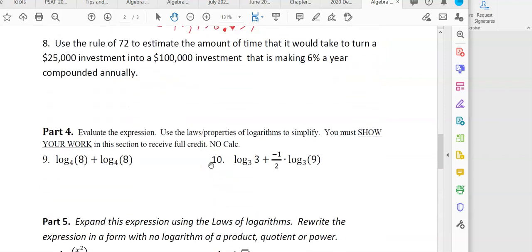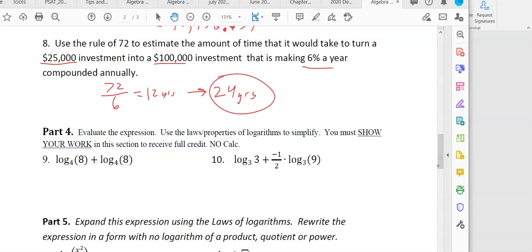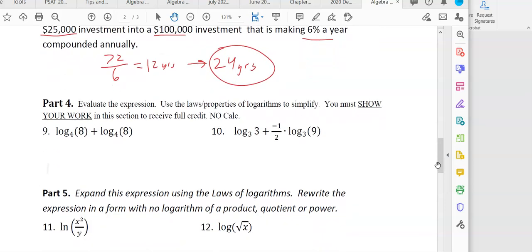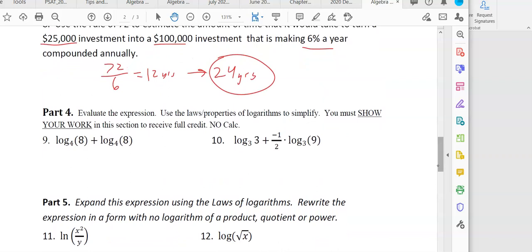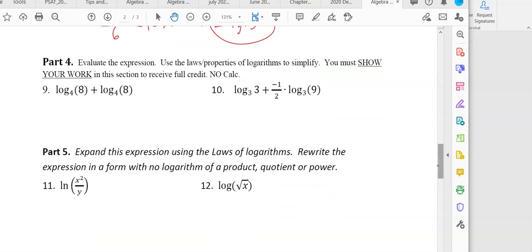Use the rule of 72 to estimate the amount of time it would take. Okay, so for 25,000 to turn into 100,000, that's going to double twice, right? So 6% a year. The rule is 72 divided by the percent, 72 divided by 6, which goes in there 12 times. So it takes 12 years to double, which means it's going to take 24 years to double twice. So 24 years is the answer. It's an approximation, but it's using the rule of 72. That's how 72 divided by the percentage works.